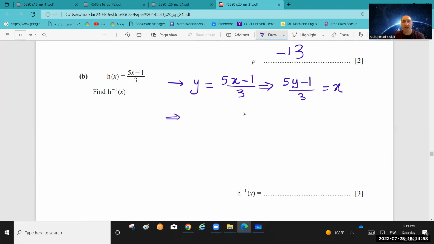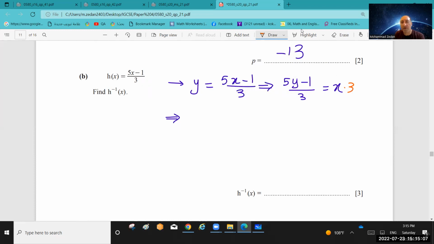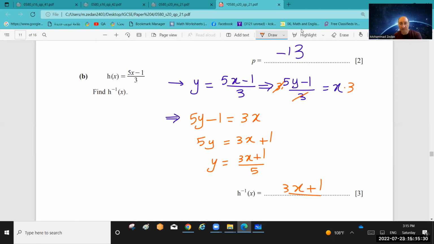Solve for y by multiplying by 3 on both sides, left and right. For example, times 3 here and times 3 here. 3 divided by 3 is 1. So 5y minus 1 is equal to 3x. So 5y is equal to 3x plus 1. And finally, y is equal to 3x plus 1 over 5. And this is the inverse function, h inverse of x, or h to the negative 1 of x: 3x plus 1 over 5.